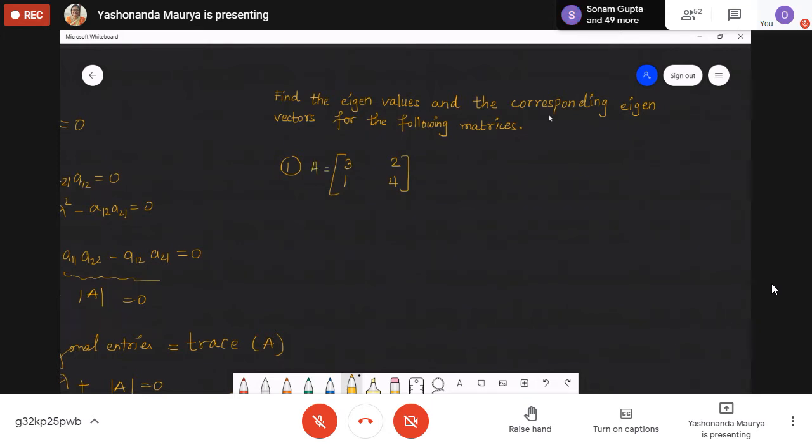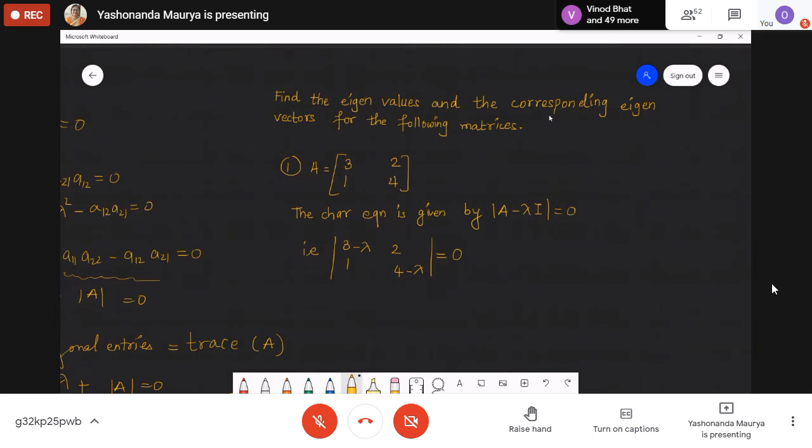The first thing is always to write down the expression for the characteristic equation. The characteristic equation is given by the determinant of A minus lambda I equal to 0. So now we will write down the expression, that is 3, 1, 2, 4 minus lambda I, take the determinant, and equate it to 0. Fine.